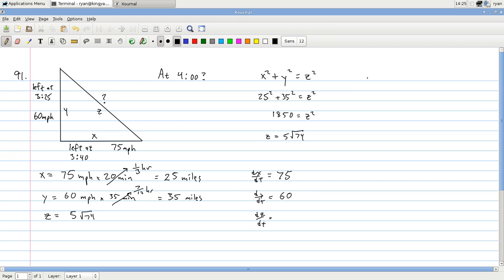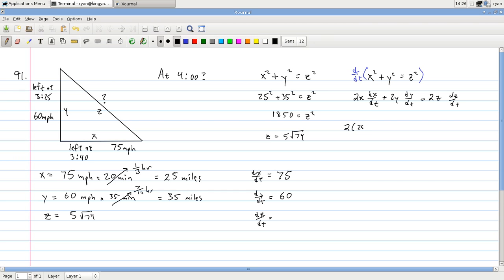So let's now take the same relation we had before, x squared plus y squared equals z squared, and we'll now differentiate this with respect to t. The reason we're using t here is because all of our derivative information is about time. All of our derivatives are with respect to time. So this will now give us 2x dx/dt plus 2y dy/dt equals 2z dz/dt. We can now plug in what we know into this formula.